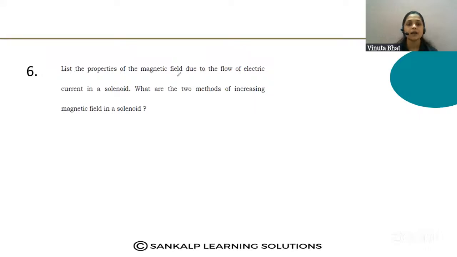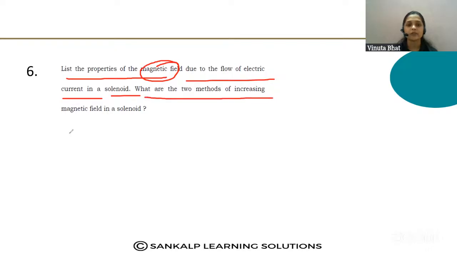So here they asked, you know that the last question was to write the characteristics of magnetic field lines, right? But here they asked to list the properties of the magnetic field due to the flow of the electric current in a solenoid. So what type of magnetic field is produced, how it is, those characteristics you have to explain. What are the two methods of increasing the magnetic field in a solenoid?